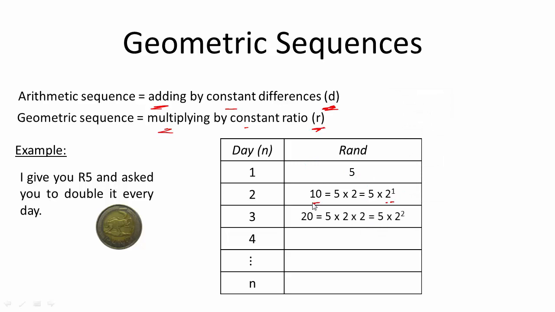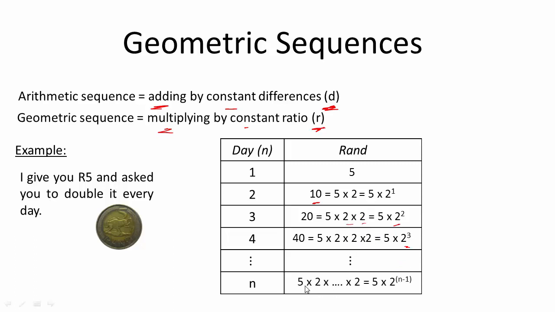Then on day 3 we have doubled the 10 rand to get 20 rand. We know this is the equivalent of 5 times 2 times 2, and that's again 5 times 2 squared. We can see a bit of a pattern emerging here. Day 4 we now have 40 rand. We doubled to 20. 5 times 2 times 2 times 2, and that's 5 times 2 to the power of 3. Our pattern is coming along here.